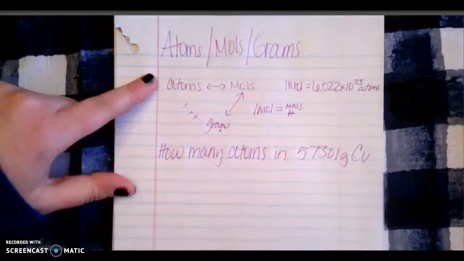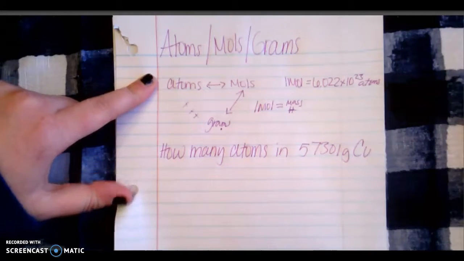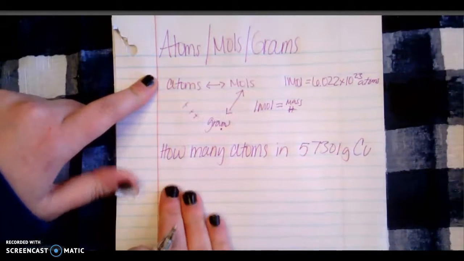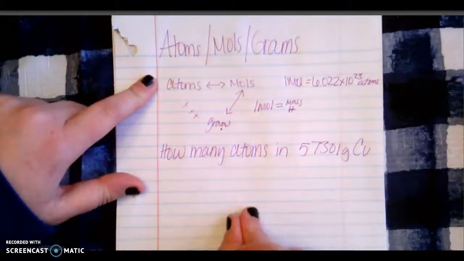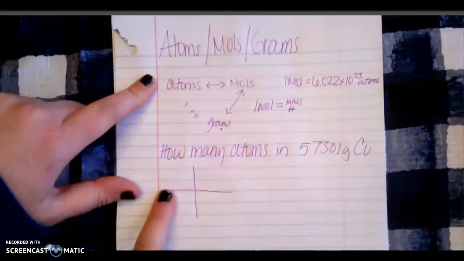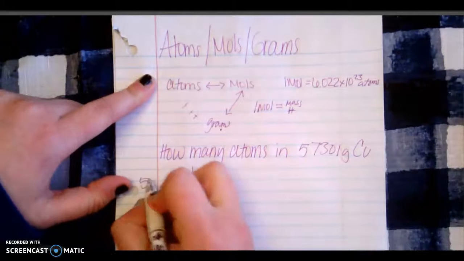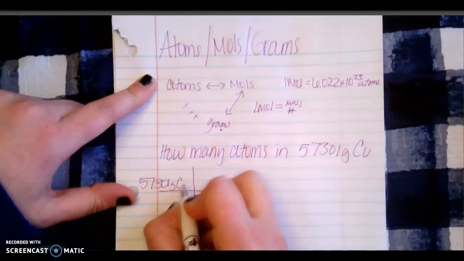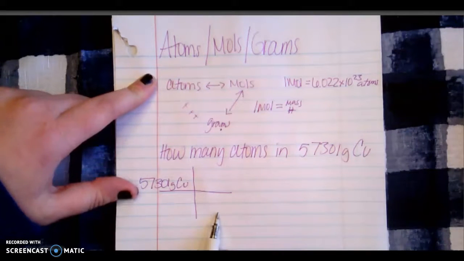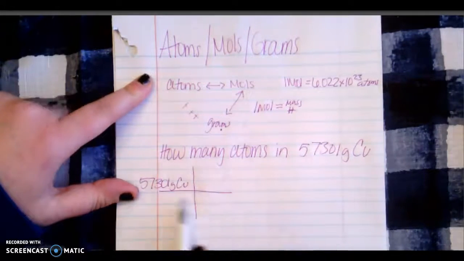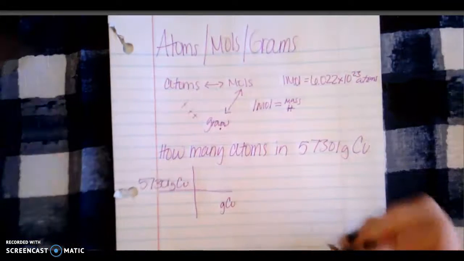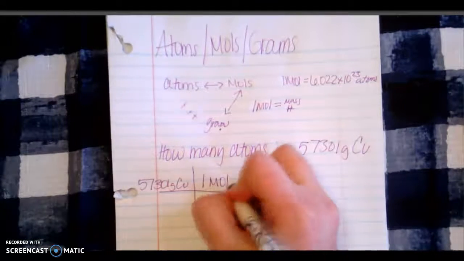The way that we're going to do this is with a T-chart, but we're just going to make this T-chart a little bit longer. Instead of doing 2 individual T-charts, we're going to combine it into one bigger T-chart. I'm going to put the thing that I know right here, and I know that I have 57301 grams of copper. Now I can't go from grams to atoms, but I can go from grams to moles. So if I have grams of copper here, I have to have grams of copper down here, and I'm trying to go to moles.